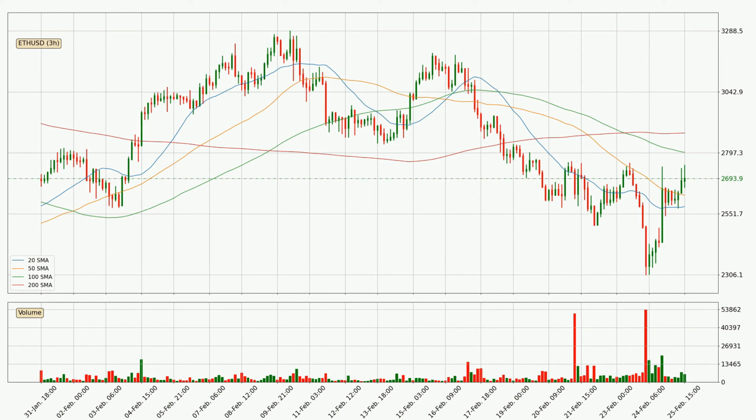Looking at the 3-hourly simple moving averages, the current price is between the 50 and the 100 SMA. If the price bounces off the 50 SMA, which is currently at 2,627, it could be seen as a support, and the 100 SMA that is at 2,799 could be seen as a resistance to the upside. Breaking either way signals a possible further move to the corresponding direction.